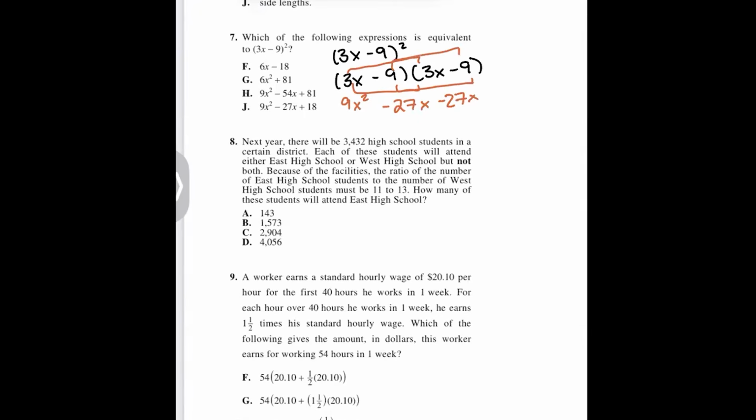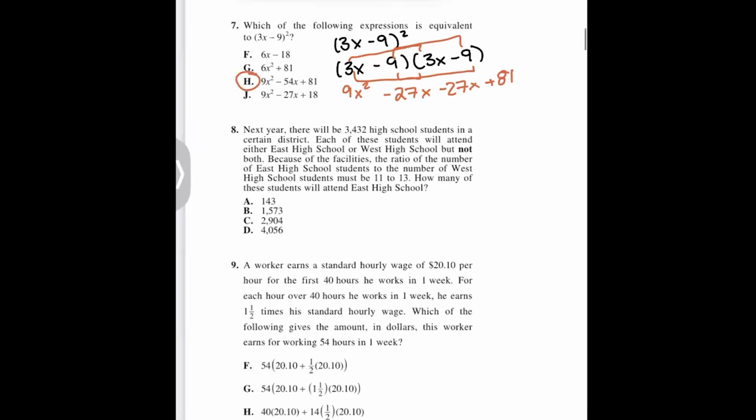And then the last term is negative 9 times negative 9, which is plus 81. Once you combine like terms or just do a quick look, the answer is going to be H.